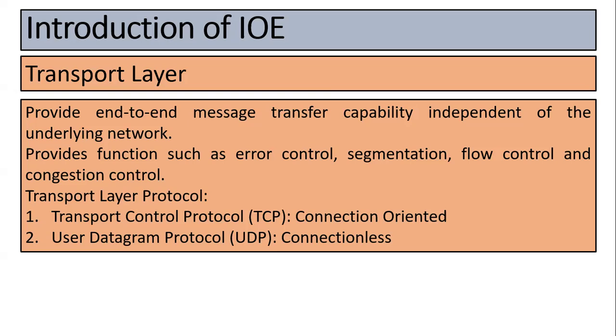Now, very important functions you have seen, it provides error control. Segmentation means it divides the packet into small segments. The entire message is divided into small packets, segments. Then flow control is being maintained. And congestion control. Sometimes the network traffic is to be handled. So all these functions are done by the transport layer protocol.